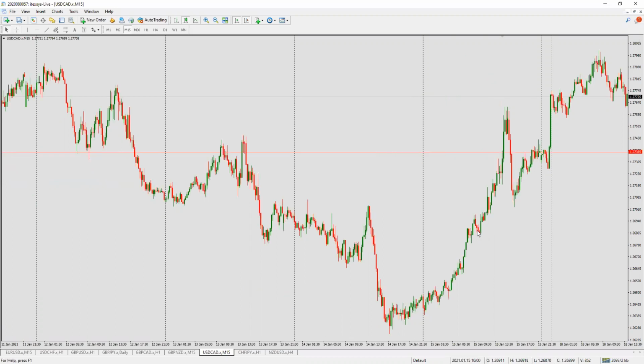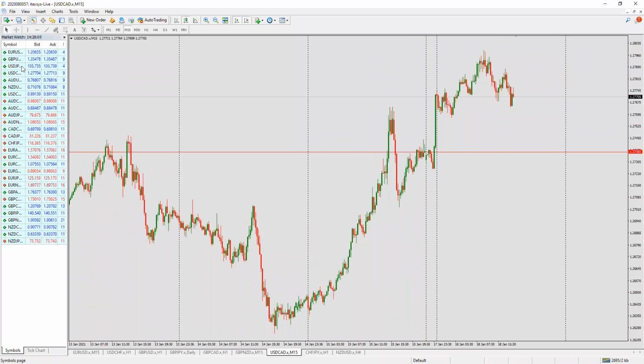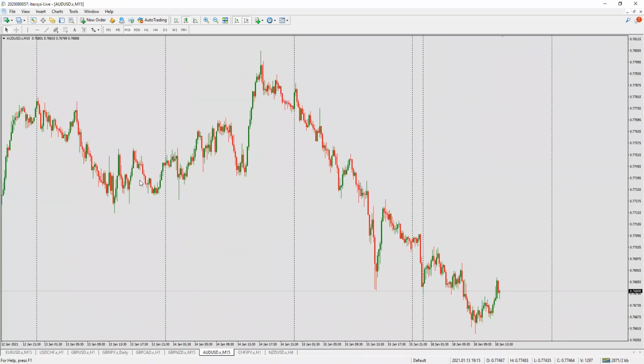Okay. So the next one we are going to talk about is the Aussie against the dollar, all right? As someone just mentioned this. Okay, that's the Aussie against the dollar. So this is what we have in this 15-minute chart.